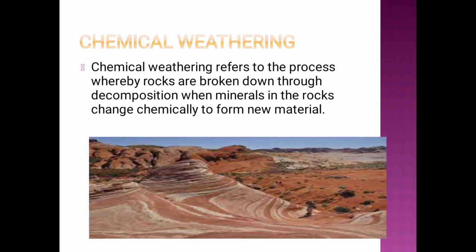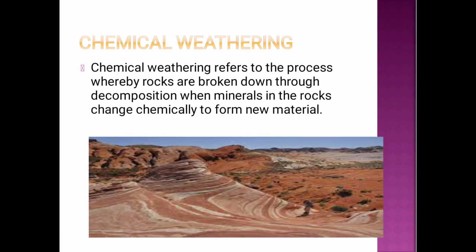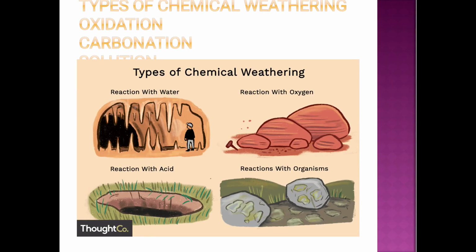The next type of weathering is chemical weathering. Chemical weathering refers to the process whereby rocks are broken down through decomposition when minerals in the rocks change chemically to form new material. The chemical changes cause the rocks to weaken and to break down over time. There are three types of chemical weathering: oxidation, carbonation, and solution.